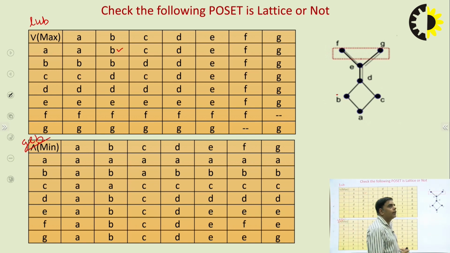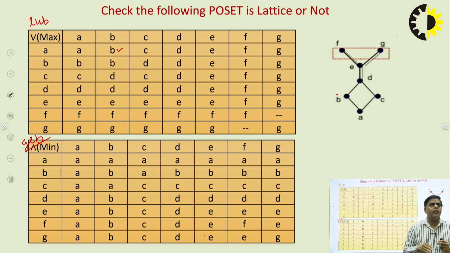The most important thing is, if the elements are in a straight line, then you can always compare these two elements and there exist the LUB and GLB. The main important thing is when the elements are not related to each other, then you still have to check whether there exists the LUB or GLB between these two elements or not.